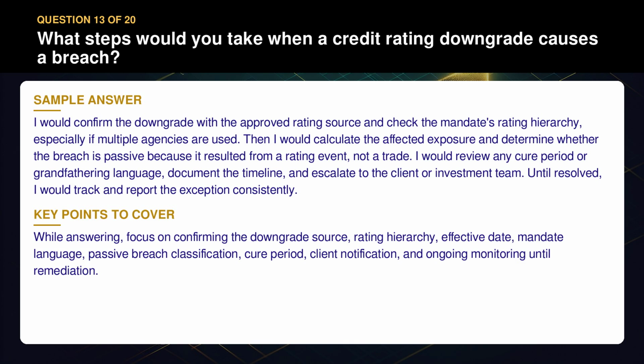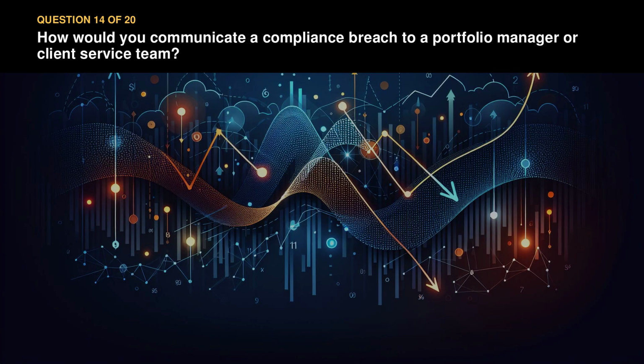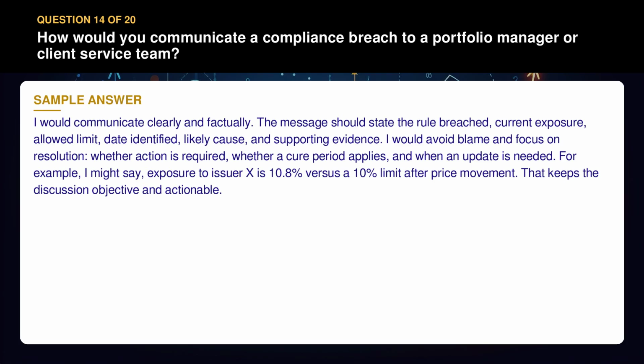While answering, focus on confirming the downgrade source, rating hierarchy, effective date, mandate language, passive breach classification, cure period, client notification, and ongoing monitoring until remediation. Question 14. How would you communicate a compliance breach to a portfolio manager or client service team? I would communicate clearly and factually. The message should state the rule breached, current exposure, allowed limit, date identified, likely cause, and supporting evidence.